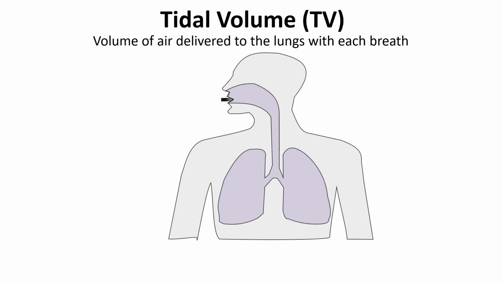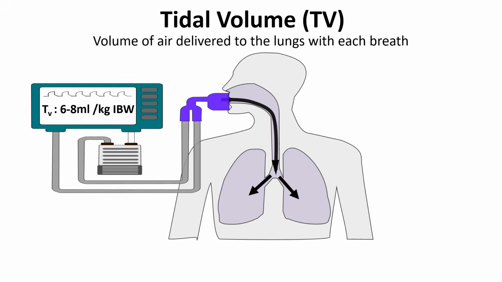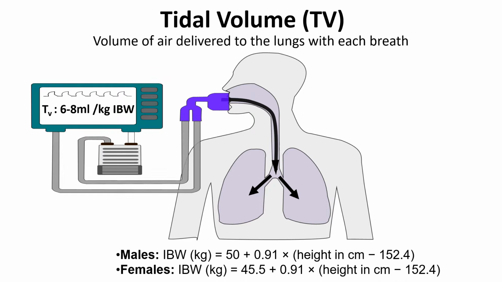Tidal volume refers to the amount of air delivered to the lungs with each breath during mechanical ventilation. The recommended tidal volume range for most patients is typically between 6 to 8 milliliters per kilogram of ideal body weight. For example, if a patient has an ideal body weight of 70 kilograms, the tidal volume would fall within the range of 420 milliliters to 560 milliliters.